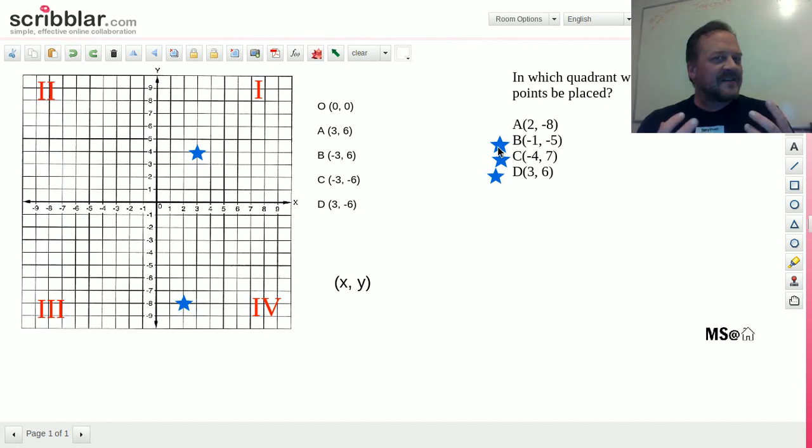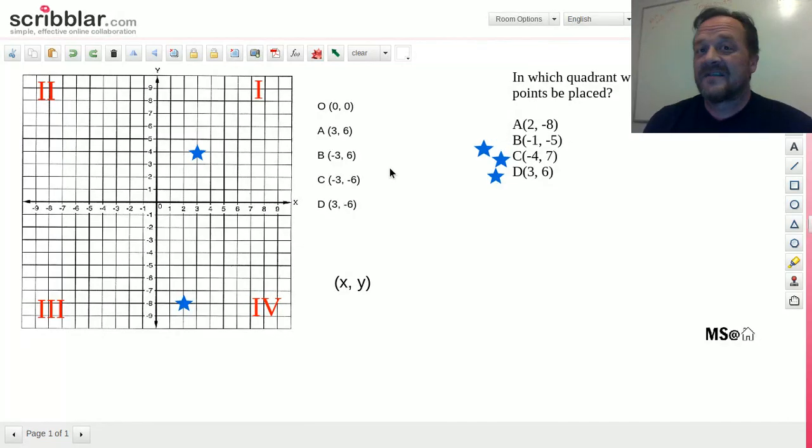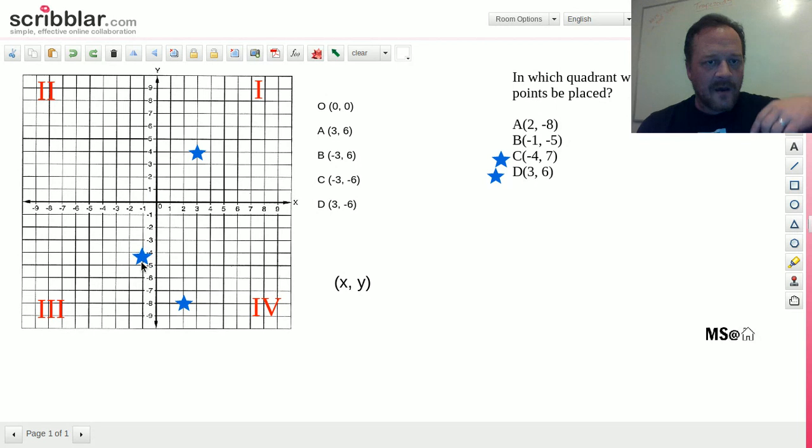Okay. B, point B says negative 1, negative 5. Both of them are negative. Can you predict which quadrant that's going to go into? It's probably going to go in 3 because both of those values are negative. So if I start at the origin and I go negative 1 in the X direction and then negative 5, I'm going to end right there. Indeed, right there in quadrant 3.